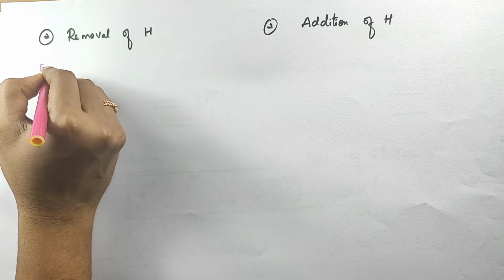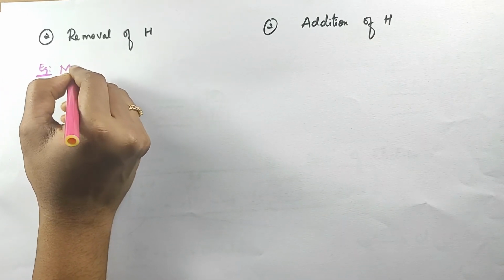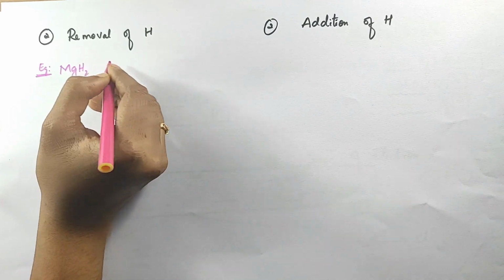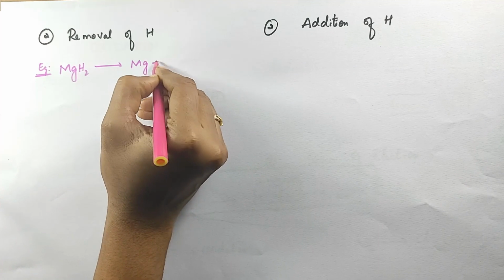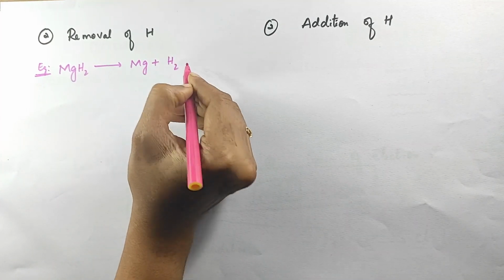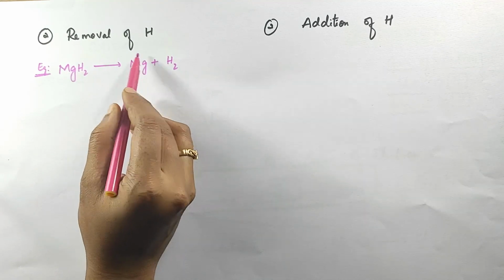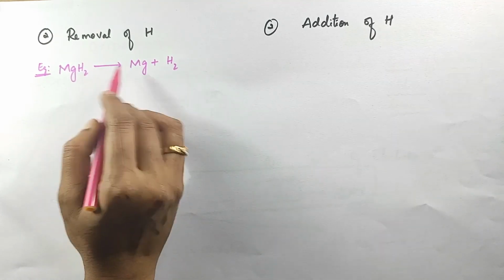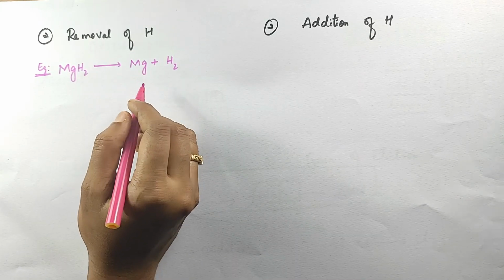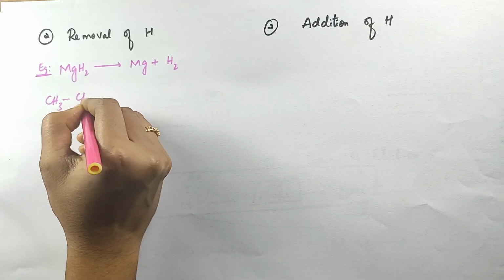Example for removal of hydrogen: magnesium hydride is converted into magnesium with the release of hydrogen. Removal of hydrogen. So magnesium hydride is converted into magnesium and hydrogen has been released. This is the example for removal of hydrogen. One more example, that is CH3 single bond CH3.